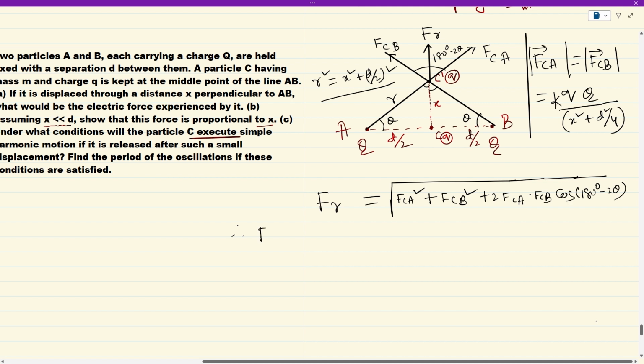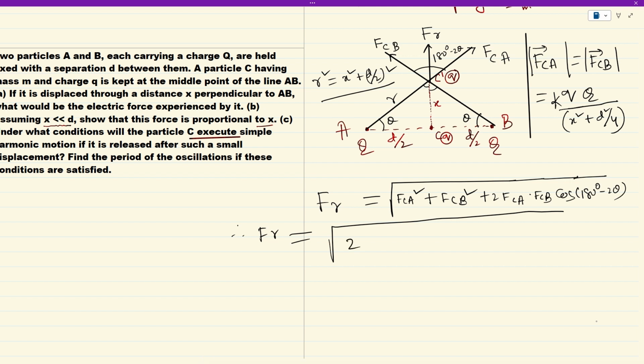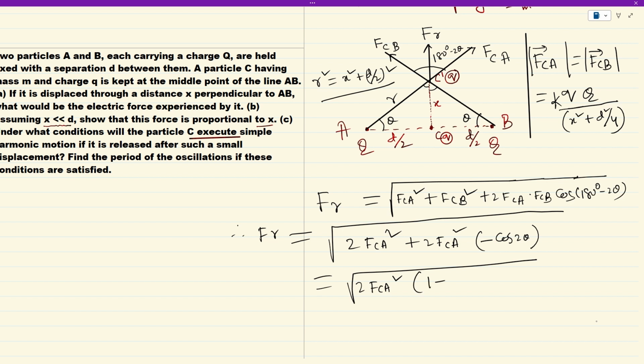So Fr is going to be what? Fr will be the square root. You just substitute these values, F_CA and F_CB are equal. So you write twice F_CA squared, cos(180 minus 2 theta) is what? This is twice F_CA squared, and cos(180 minus 2 theta) is minus cos 2 theta. Alright? So you take 2 F_CA squared common. 1 minus cos 2 theta is what? That you know very well.